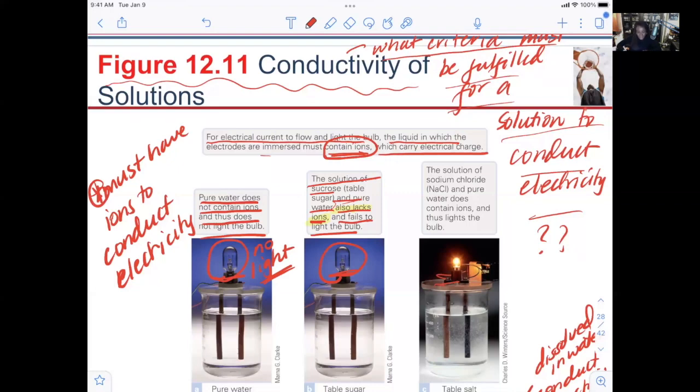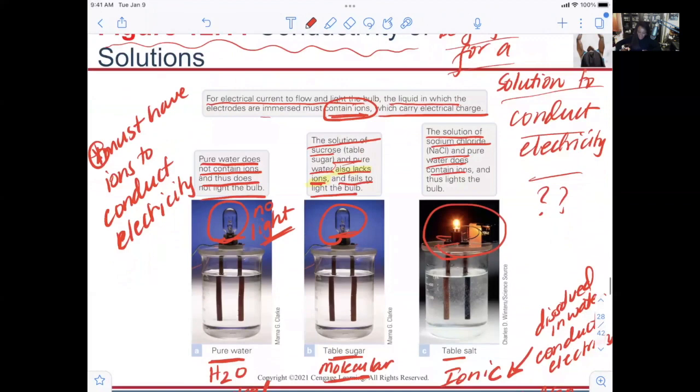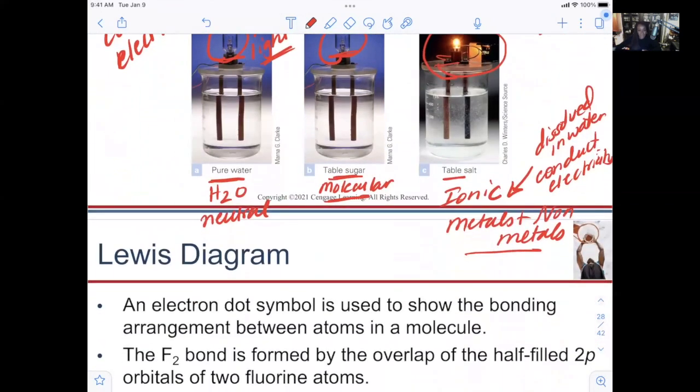Well, if you look at this last one here, you can see there is light, right? You're able to light the bulb. If you're able to light the bulb, guess what? You're able to make a solution that contains ions. The solution of sodium chloride and pure water contains ions and thus lights the bulb, okay? Remember, ionic compounds are made up of oppositely charged ions attracting each other. In sodium chloride, you have sodium, the positive ion, that is drawn to chlorine, the negative ion, okay?